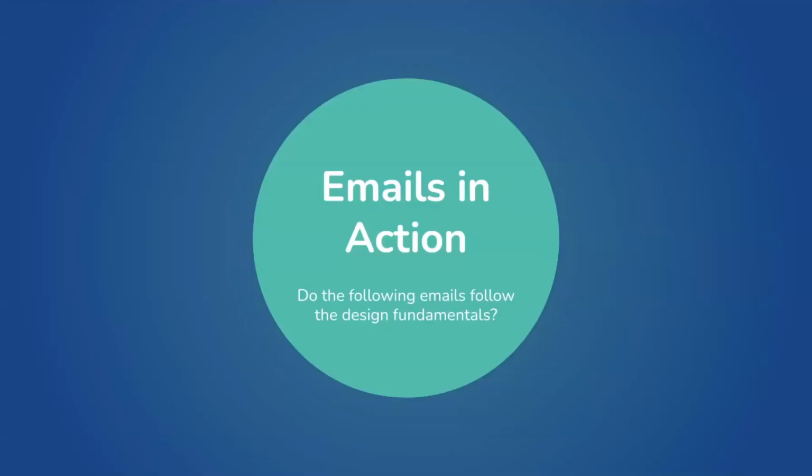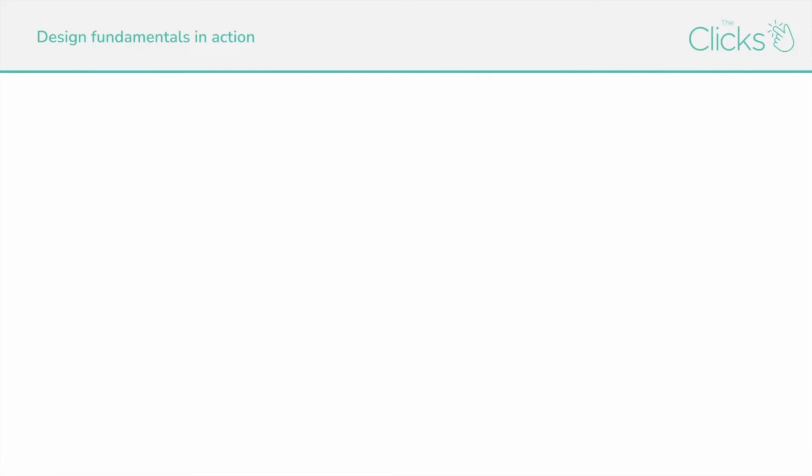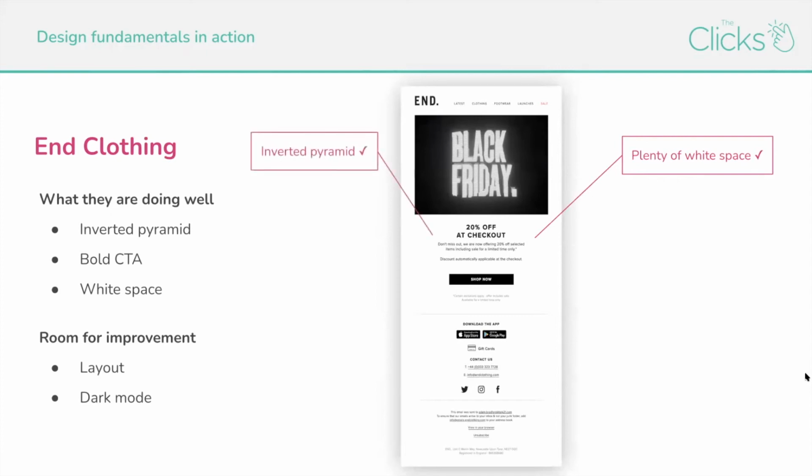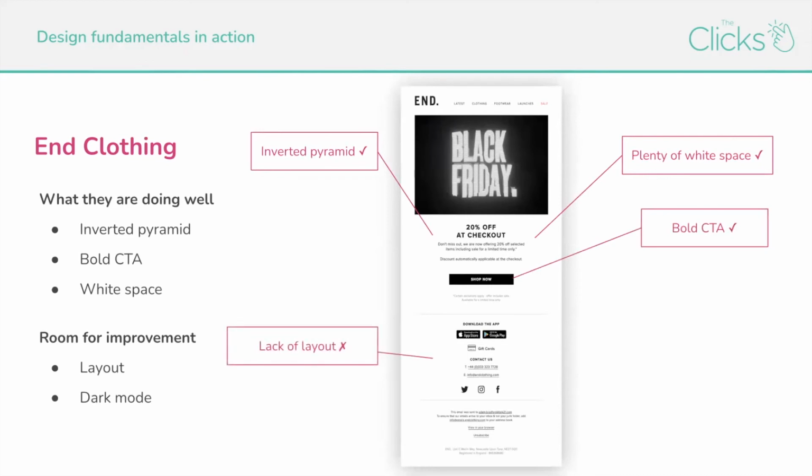So next up, we're going to look at some emails in action and look at if they follow the design fundamentals that we've just gone through. So we've got this email first up from End Clothing. Now, things that they're doing well, they've got plenty of white space within their email. They're applying the inverted pyramid principle of the image narrowing down to that main CTA. They've got a really bold CTA, which is easy to see.